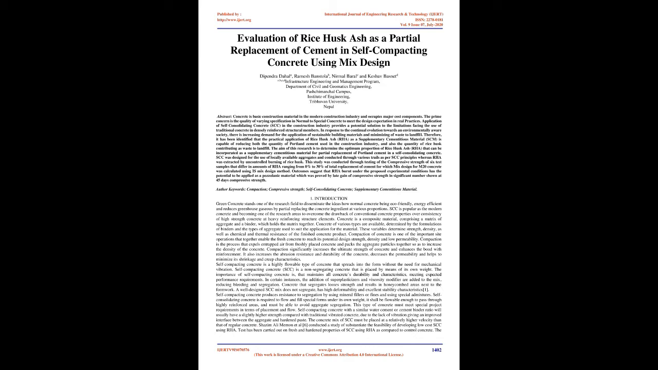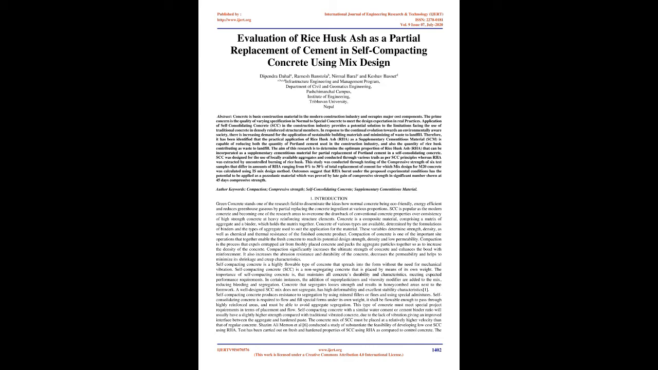Therefore, it has been identified that the practical application of rice husk ash, RHA, as a supplementary cementitious material, SCM, is capable of reducing both the quantity of Portland cement used in the construction industry, and also the quantity of rice husk contributing as waste to landfill.